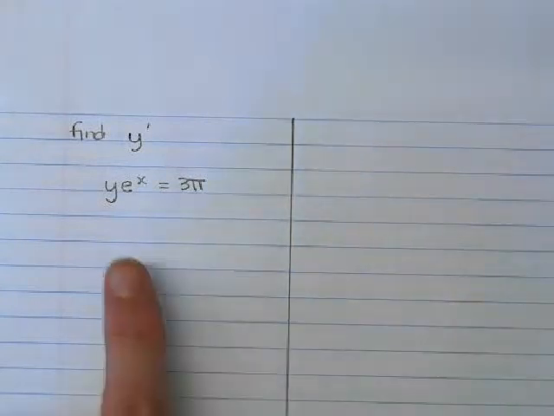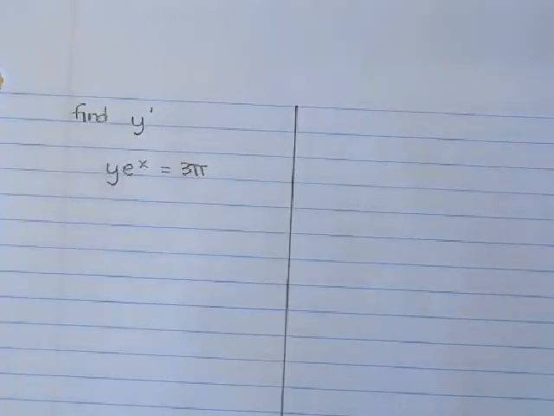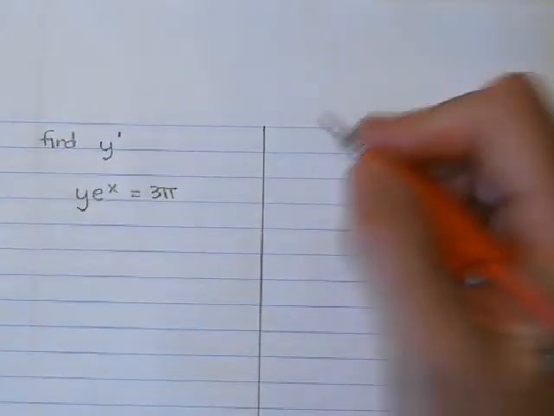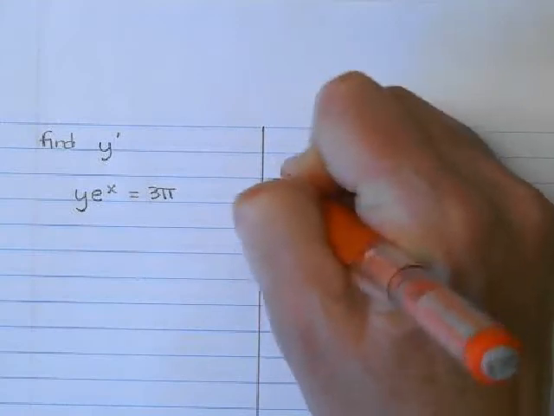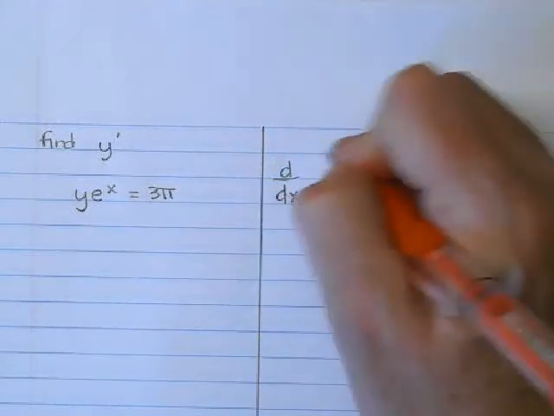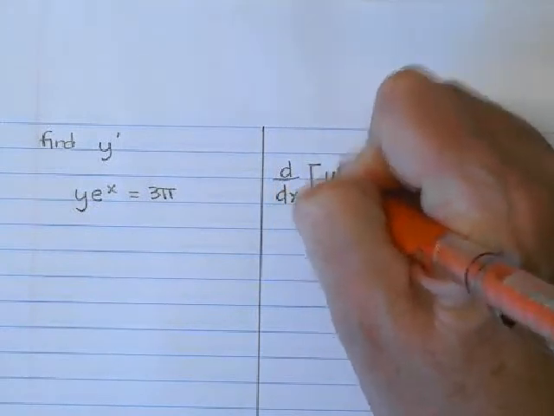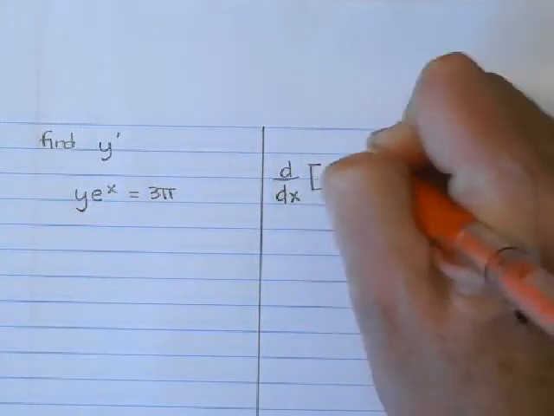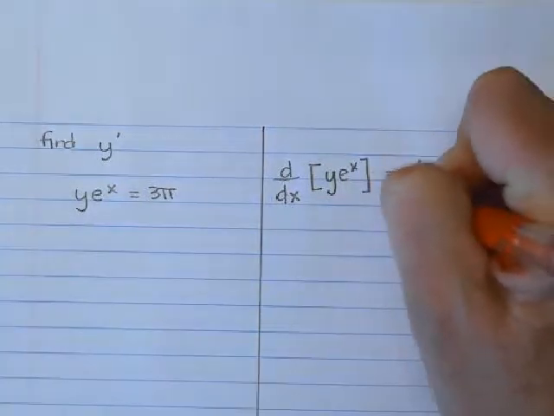Okay, so when I'm looking at this problem right here, this is in implicit form. It's not terribly hard to solve for y, but let's go ahead and try it using our regular implicit differentiation. Remember that you always want to show that you're taking the derivative of both sides. Just watch. Remember that notation is really important.